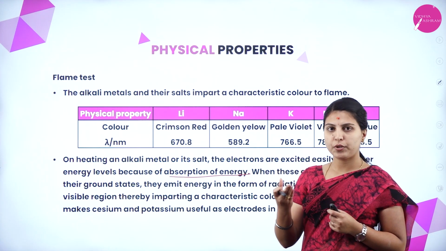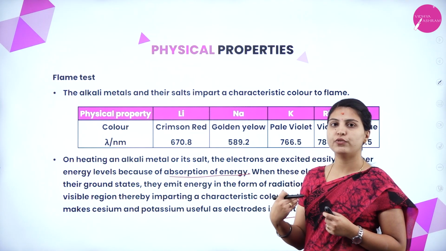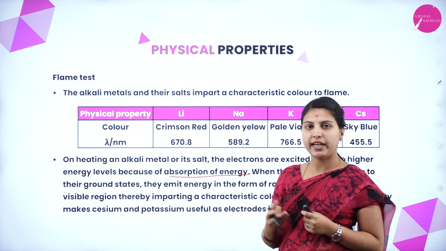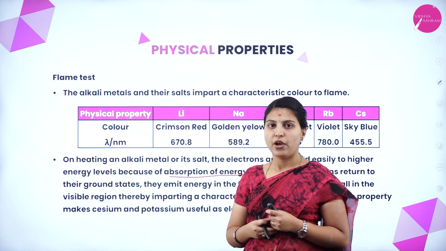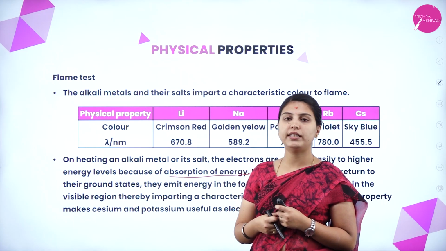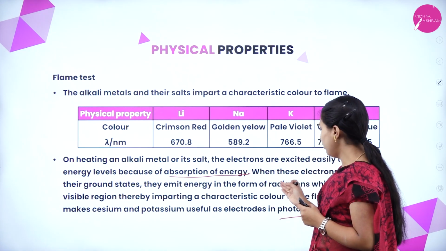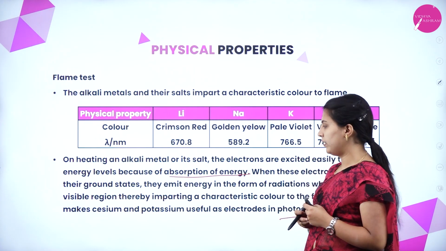Whenever heat is applied to the salt, the electrons move into the excited level and come back to the ground state. Whenever they come back to the ground state, they release some radiation in the visible region. That visible region imparts the color that identifies which salt is there.